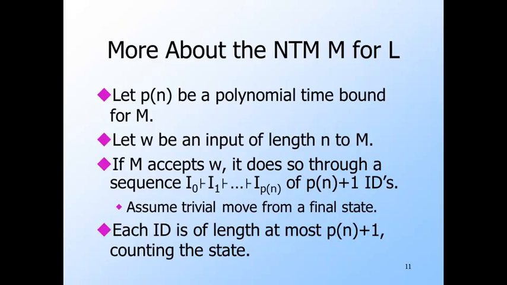And this is an observation rather than an assumption. Remember that the head cannot move more than P of n squares in P of n moves. So we're going to represent each ID by a sequence of exactly P of n plus 1 positions: the first P of n tape squares, and the state. Initially, most of these are blank, but it's okay for some of these P of n plus 1 positions to hold a blank beyond where the head has reached so far, even if this blank is not technically part of the ID.